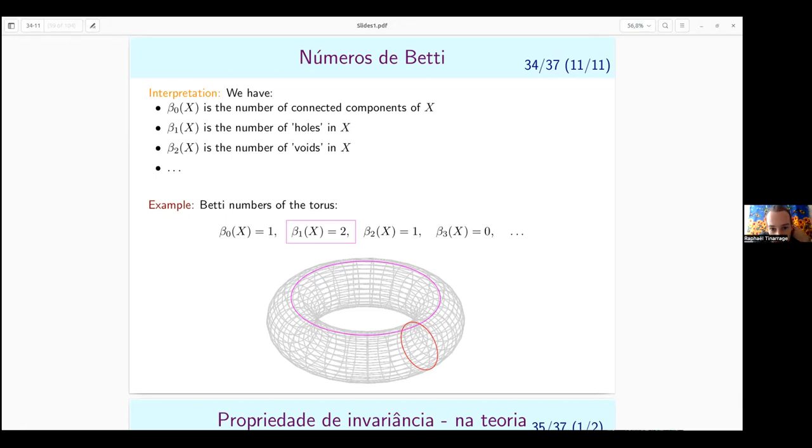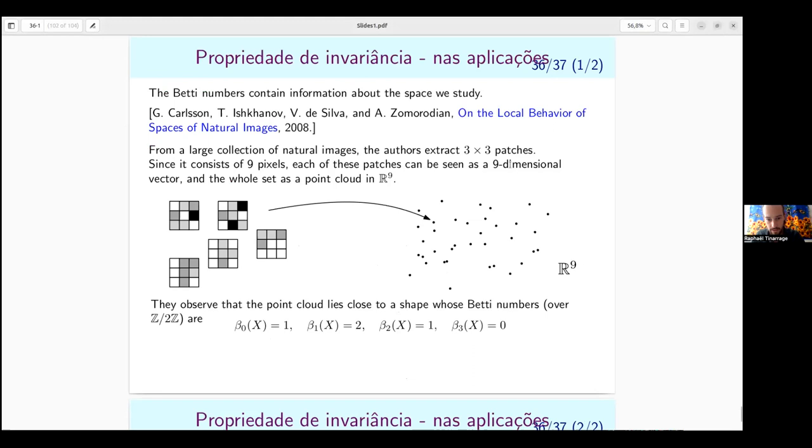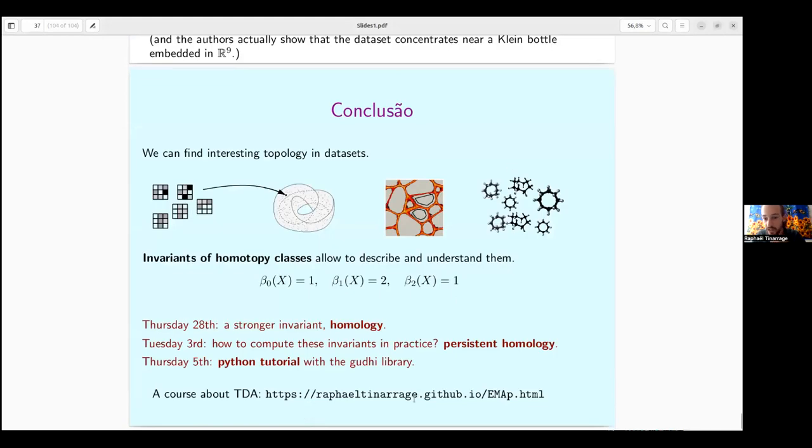Virginia asked if my slides will be available. They are already available on my website. If you go to rafaeltinarrage.github.io, and then you go to talks, and then today's talk, you can click on the slides. Right, and of course you will have also the recording.